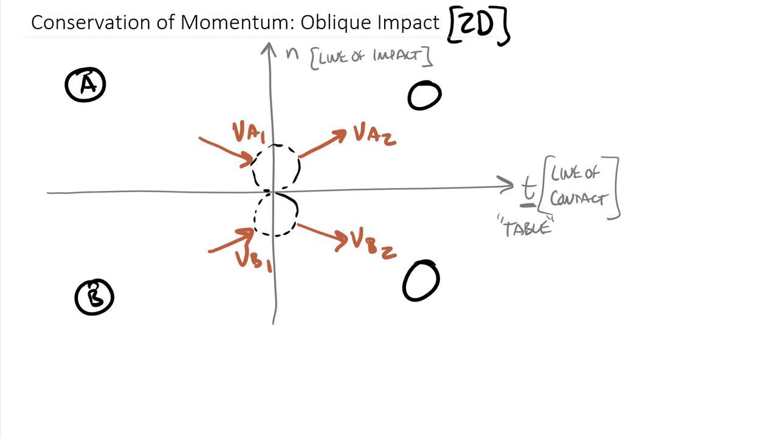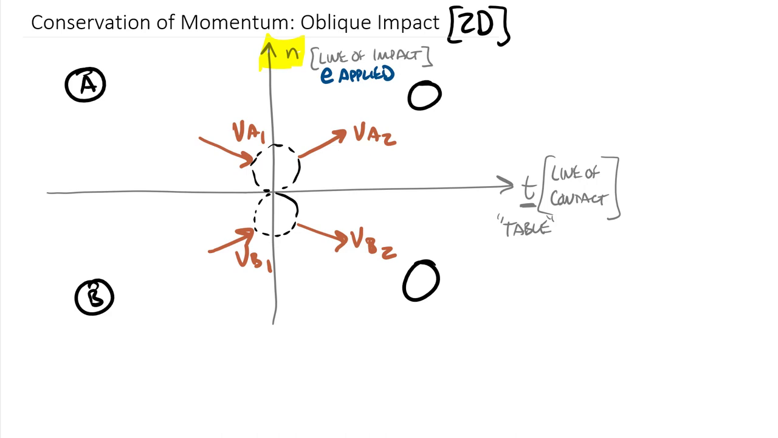What we see in this setup, as we talked about, is that our direct central impact is analogous to what's going on here in the N direction. So in this N direction is where our coefficient of restitution is going to be applied. You'll probably remember from projectile motion, if we neglect air resistance, which in this case we are, since these velocities are immediately before and after impact, you're not going to have any air resistance happening anyway.